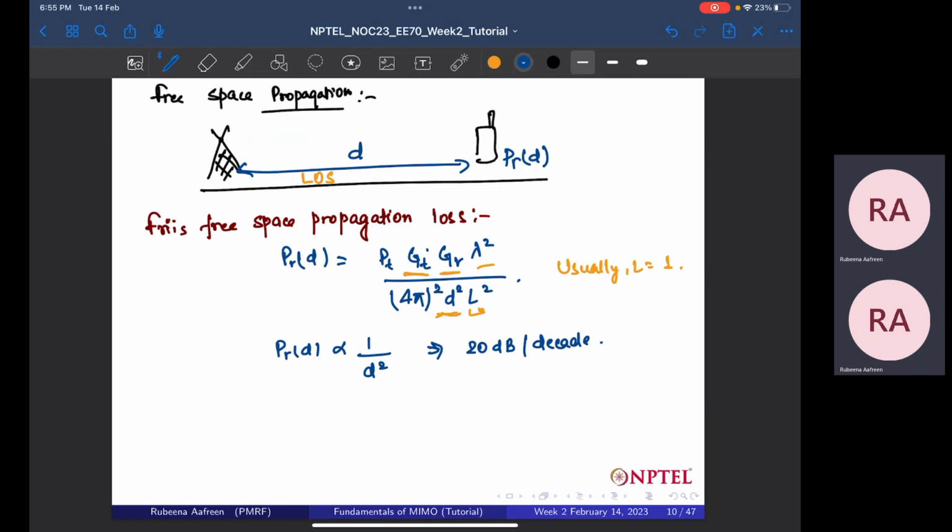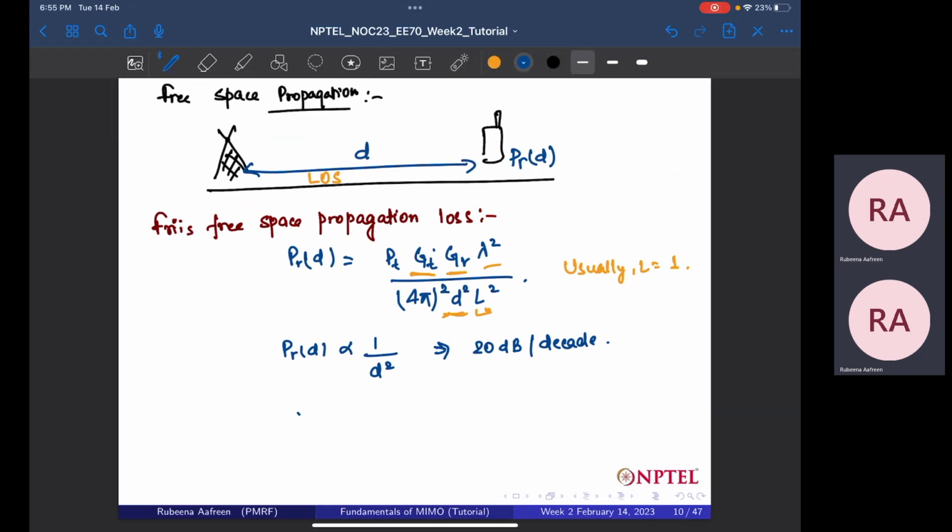These antenna gains are given as GT and GR. Any antenna gain G is given as 4 pi AE by lambda square. Here A is the antenna aperture.